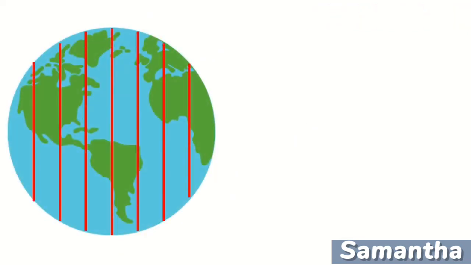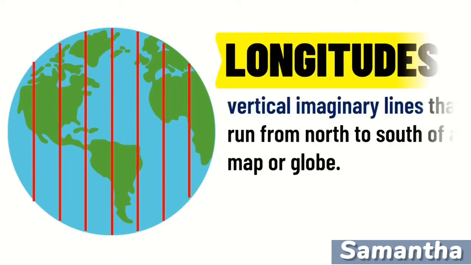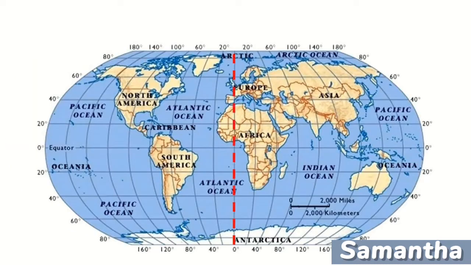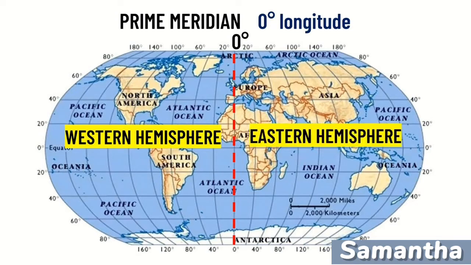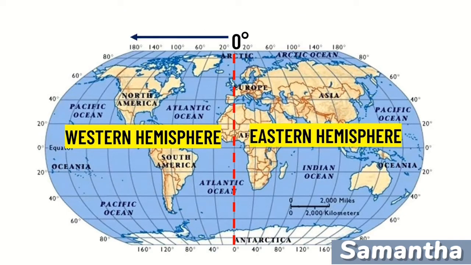The vertical imaginary lines that run from north to south of a map or globe are called longitudes. They extend from pole to pole on a globe. The starting point of a longitude is the prime meridian, which is located on 0 degree. It is divided into Western Hemisphere and Eastern Hemisphere. Western Hemisphere extends from prime meridian to 180 degrees going to the left, and Eastern Hemisphere extends from prime meridian to 180 degrees going right.